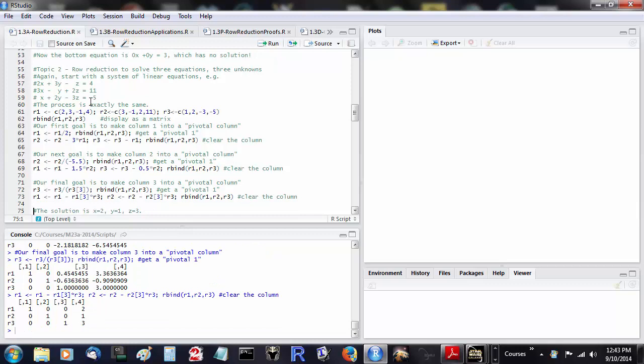I've successfully row reduced the matrix, and while some messy decimal numbers showed up as intermediate steps, it turns out that the solution consists of integers. The top row says x equals 2, second row says y equals 1, third row says z equals 3.